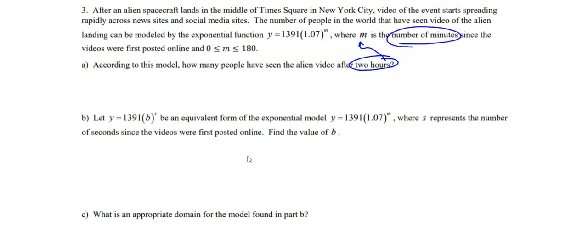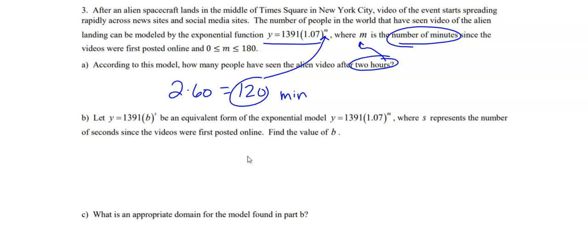Okay, so if we're going to use this exponential equation they gave us, we need to make sure we're using minutes and not hours. So the question is, how many minutes are there in 2 hours? Well, there's 60 minutes in 1 hour. So 2 times 60 equals 120 minutes in 2 hours. Okay, so that's what needs to get plugged into your equation. Okay, not 2, because we need minutes, 120 minutes in 2 hours.